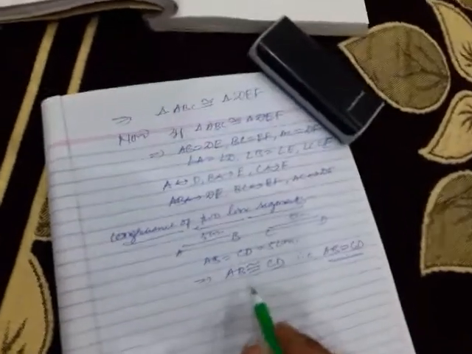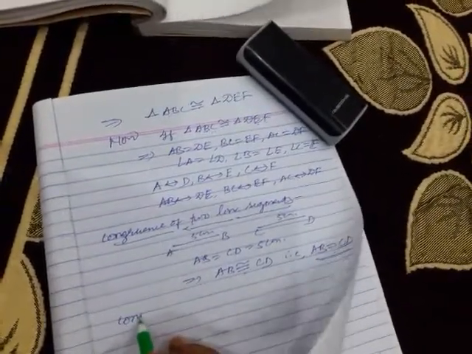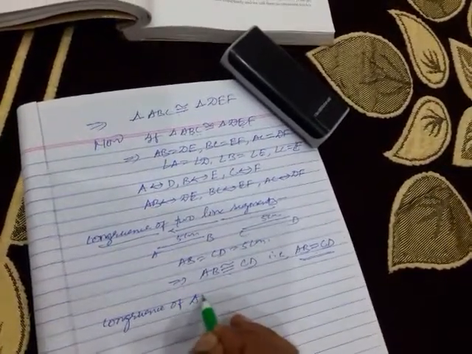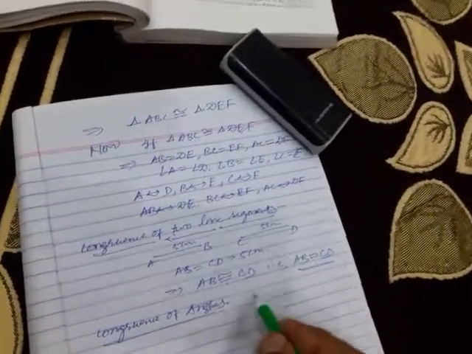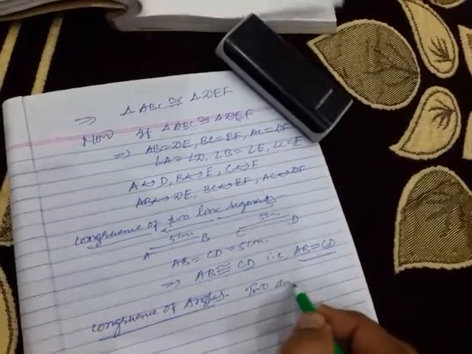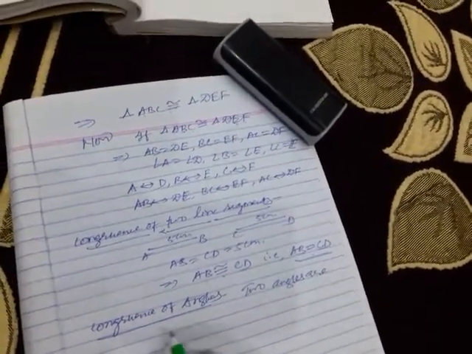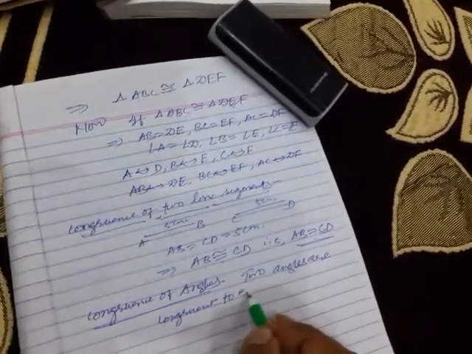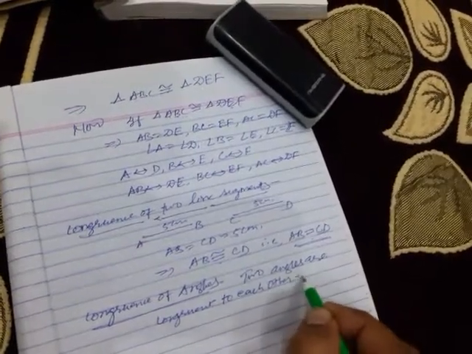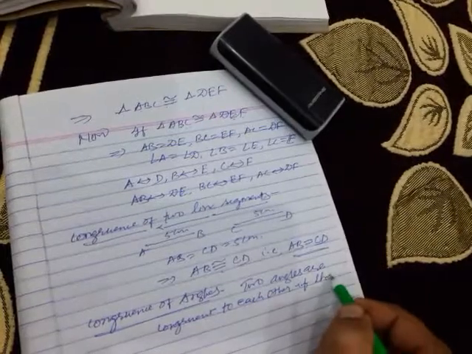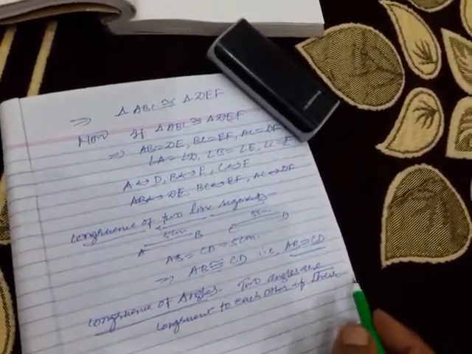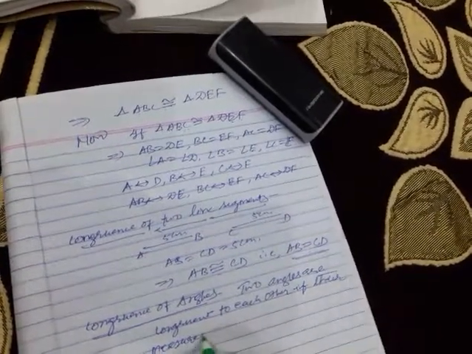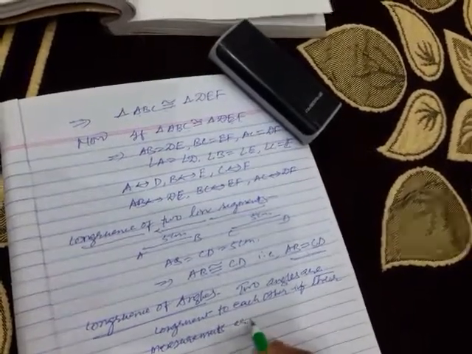Okay, children. Now congruence of angles. Two angles are congruent to each other if their measures, that is, if their measurements are equal.